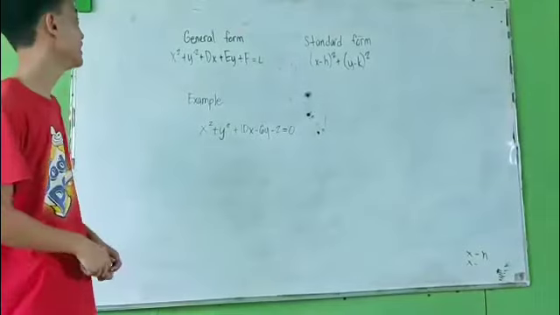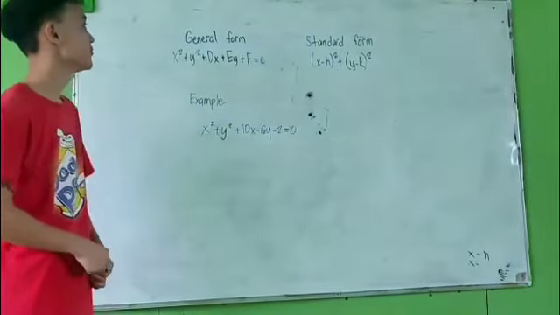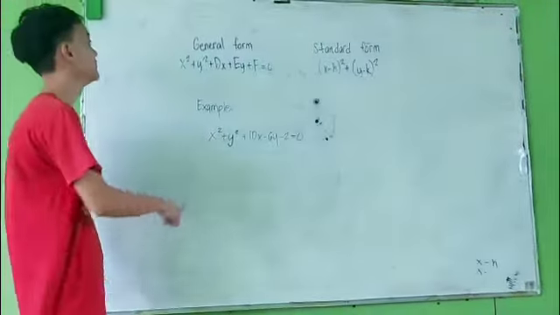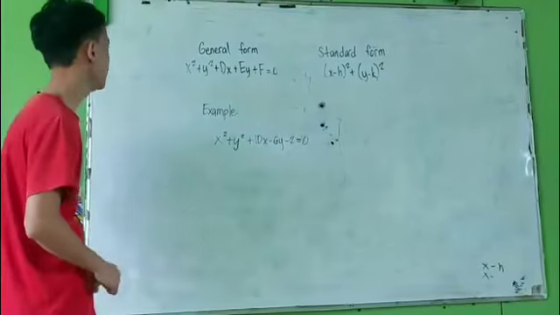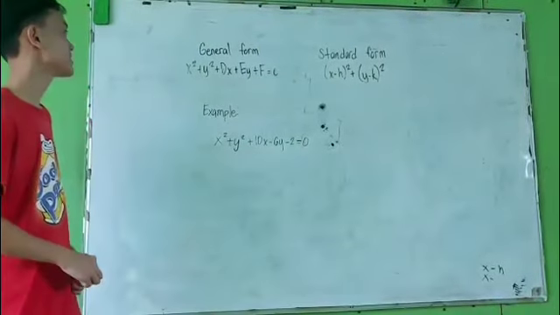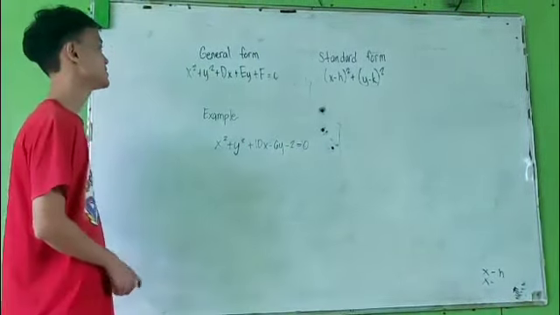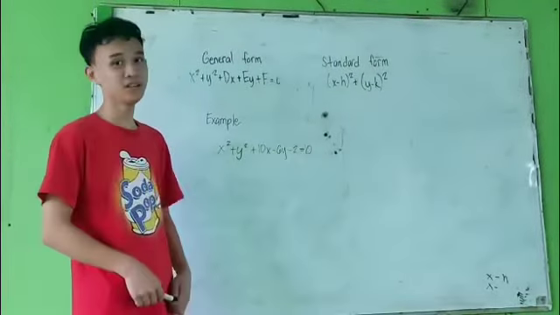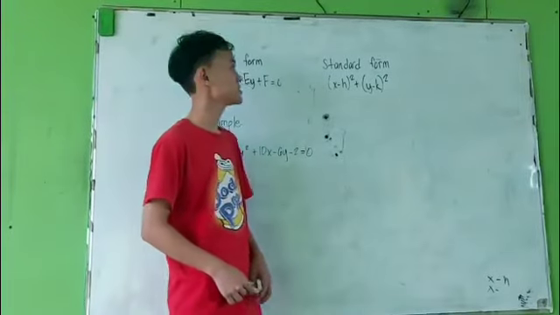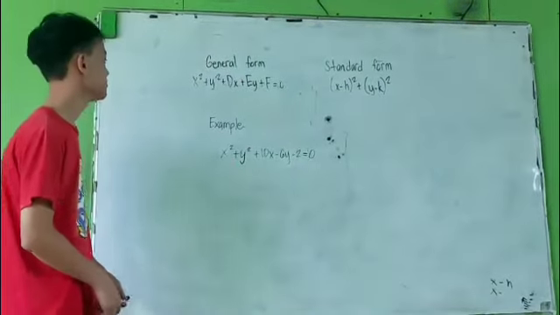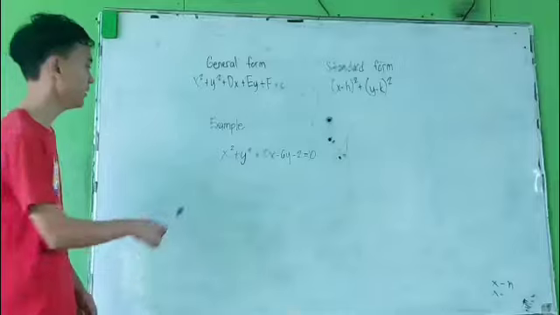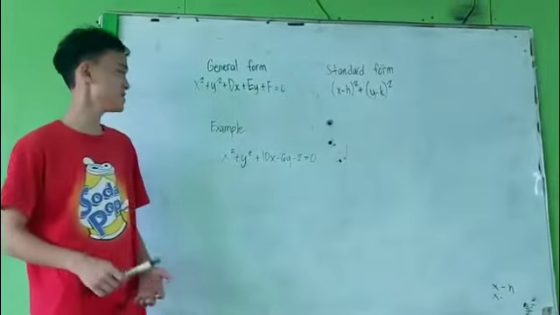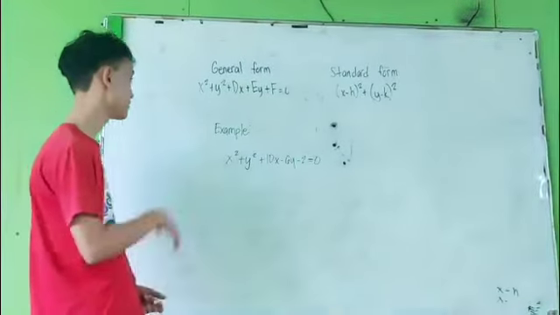Hello everyone, today I'm going to show you how to transform the general form of a circle into its standard form. The general form of a circle is x squared plus y squared plus bx plus ey plus f equals 0, and its standard form is (x minus h) squared plus (y minus k) squared. So we have here an example: x squared plus y squared plus 10x minus 6y minus 2 equals 0.